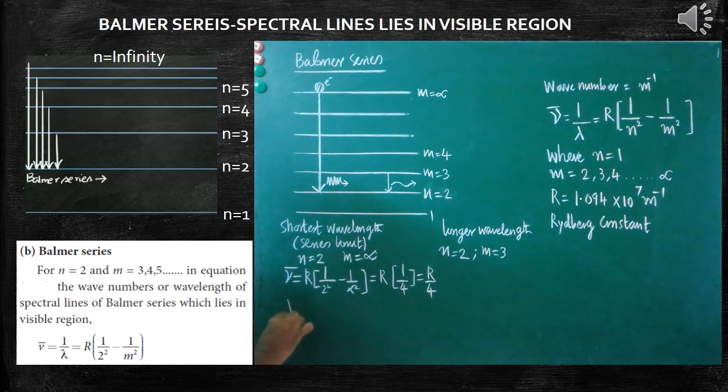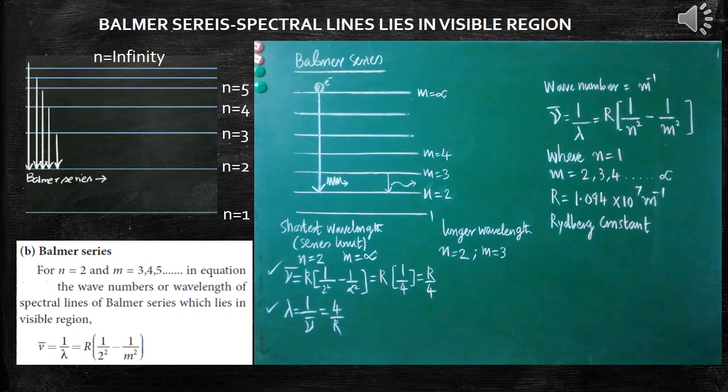How to calculate the wavelength? Wavelength is nothing but the reciprocal of the wave number. Therefore this can be written as 4 by R. Are you clear? By substituting R in both the two formulae, we are able to calculate the wave number as well as the wavelength. Let's calculate the longer wavelength radiation.